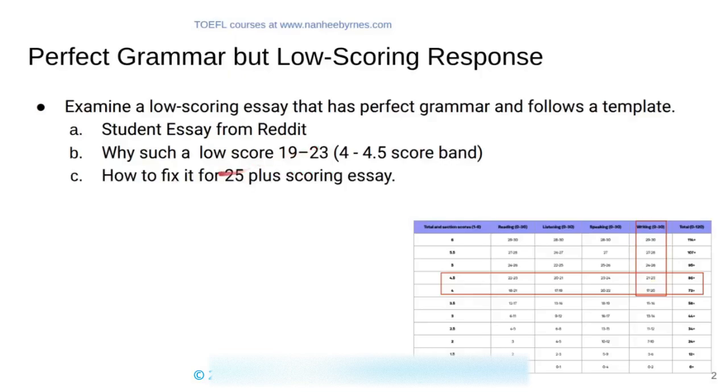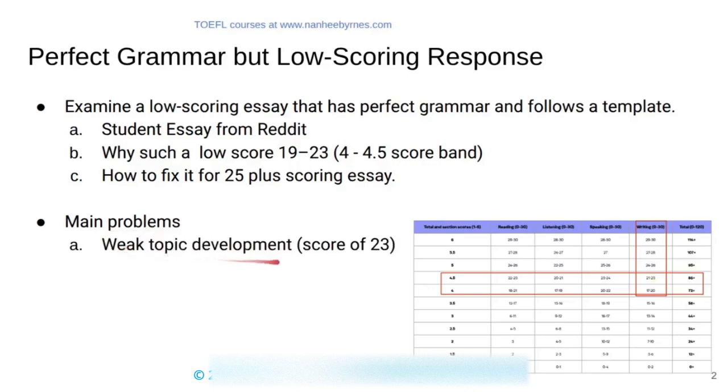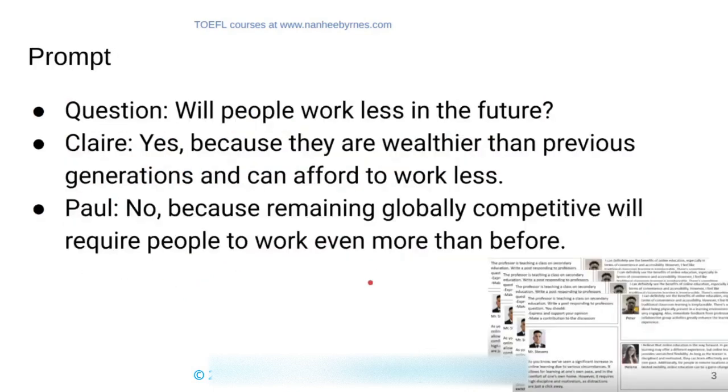Despite its strong grammar, this response would likely score around 19 to 23 rather than a top score because of serious problems with topic development and logical consistency. Let's first look at the prompt. The professor asks whether people will work less in the future. Claire answers yes, while Paul argues no. Here is the student's response.